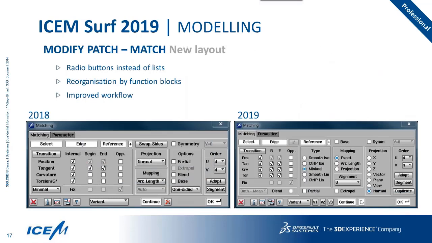We've made a change to the matching dialog. I know we keep changing this, but this is a really great enhancement. For me, it really makes sense. It's a little bit bigger, yes, but on the left-hand side, at 2018, it looks a little bit messy. And we have these drop-down boxes for projection and mapping. This required 2 clicks to change what you wanted. So from projection down a vector to projection normal, it was 2 clicks.